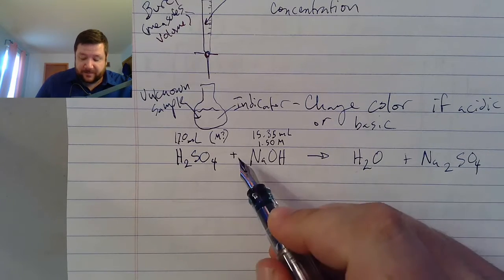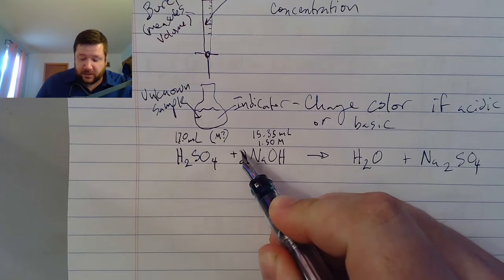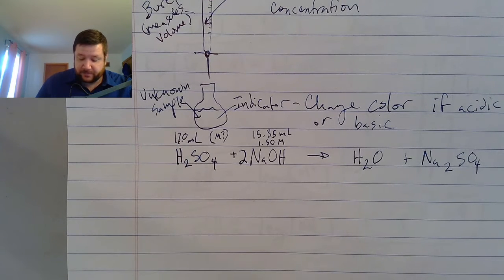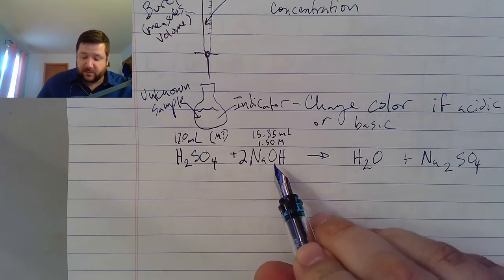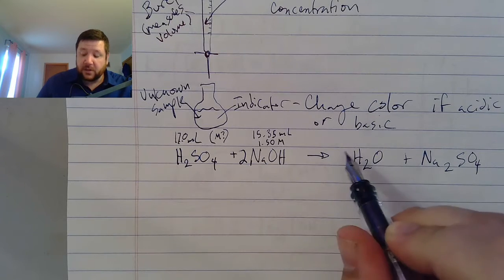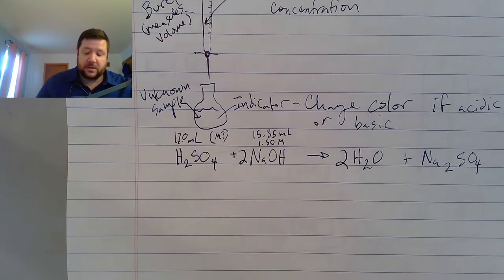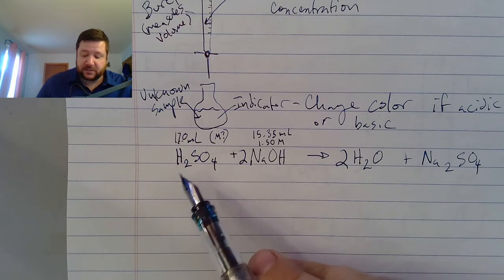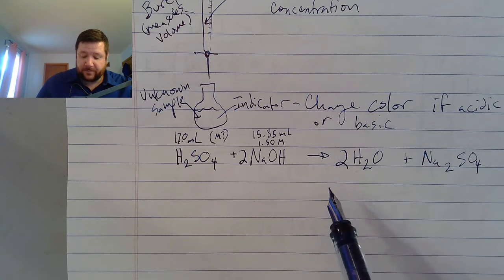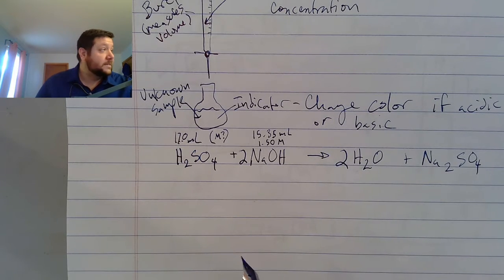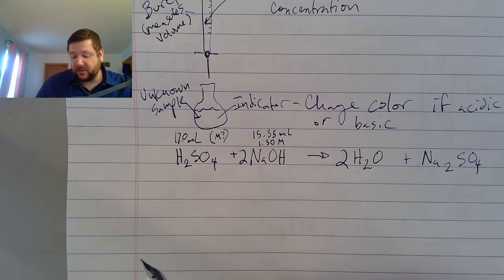So this is going to be 2 NaOH. And if we go over here, we've got those oxygens. We need 2 H2Os. So that gives us 2, 3, 4. 1, 2, 3, 4. Then we're all balanced in our chemical equation.